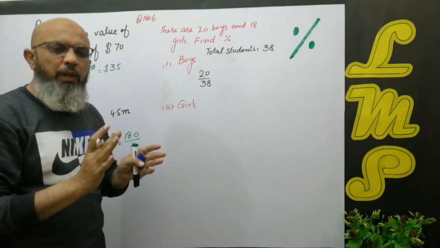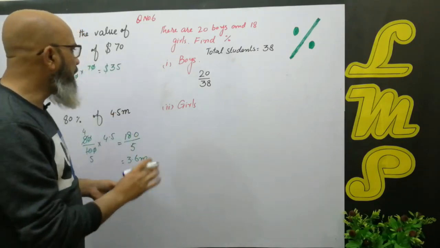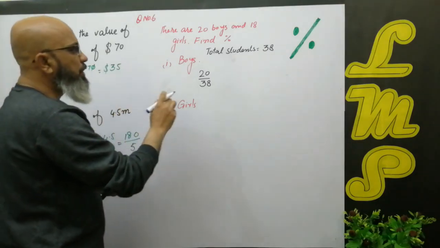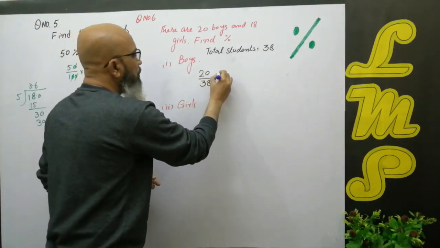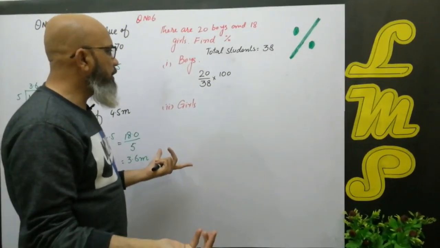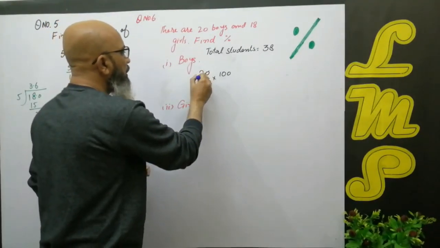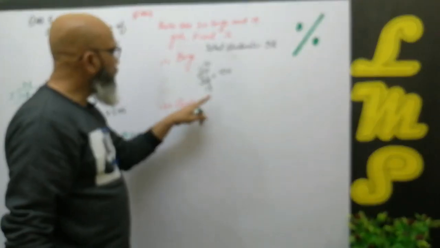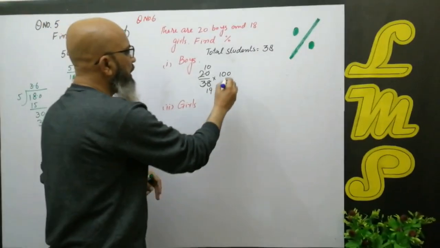So it means we have to multiply with the 100. Here we are removing the percentage sign, so we divide with the 100. So into 100. So now you can simplify it. It's up to you. That is 10 twos are 20 and 19s. So there is no further division.